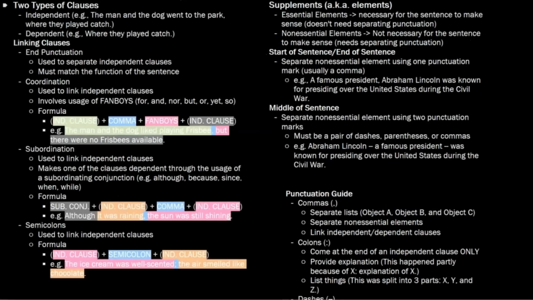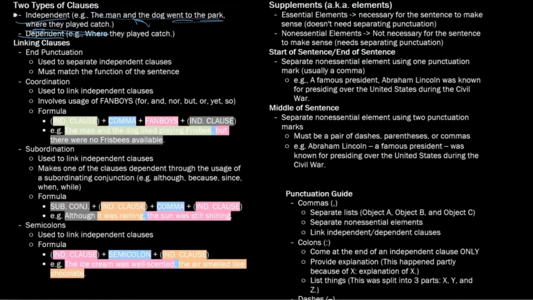So you got two types of clauses. You should know this, right? This should be common sense. This should be common knowledge. Independent and dependent clauses. So an independent clause can stand on its own. So something like the man and the dog went to the park. All right, this part here is an independent clause. But this part here, the dependent clause, is where they played catch. If I just said where they played catch, it doesn't make sense. Okay? Like, just think about it in your head. You wouldn't say that, right? So a dependent clause is something that requires some other clause, some independent clause, to kind of qualify it. So it makes sense, right?